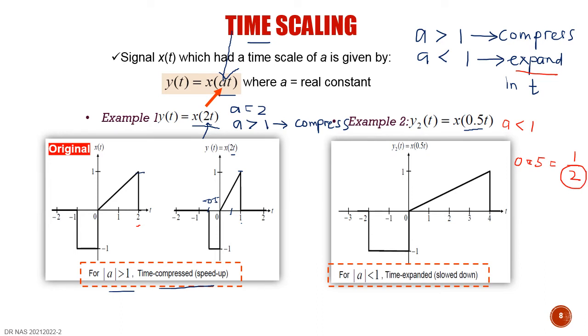In this case, 2 becomes 4, 1 becomes 2, and minus 1 becomes minus 2. So all t will be multiplied by 2. You can see that the signal is expanded in the time domain by 2.